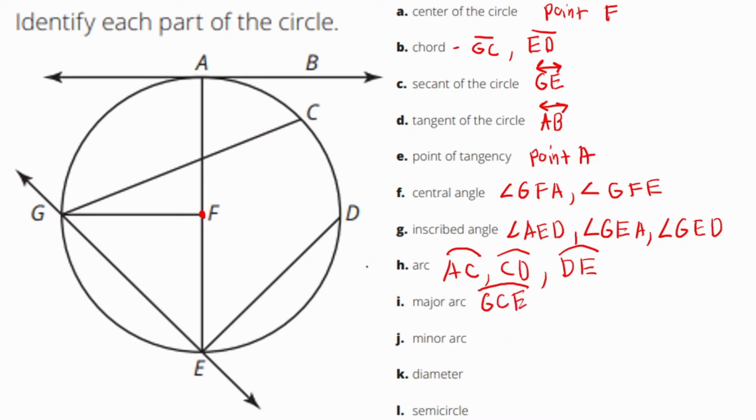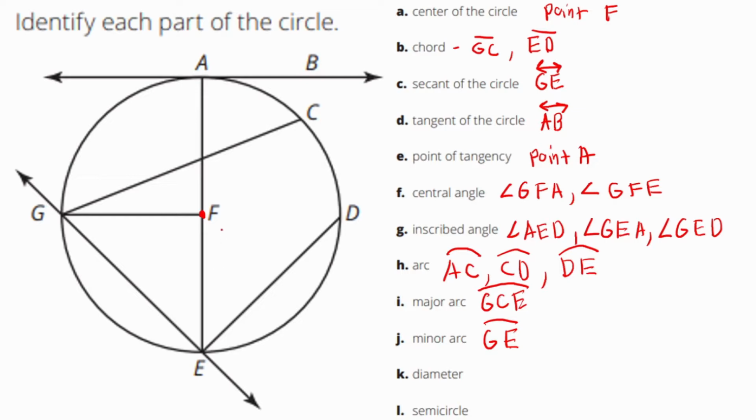And a minor arc is just an arc that's smaller, right? For instance, GE. GE is a minor arc. Two points, less than 180 degrees. Next up, we want our diameter.